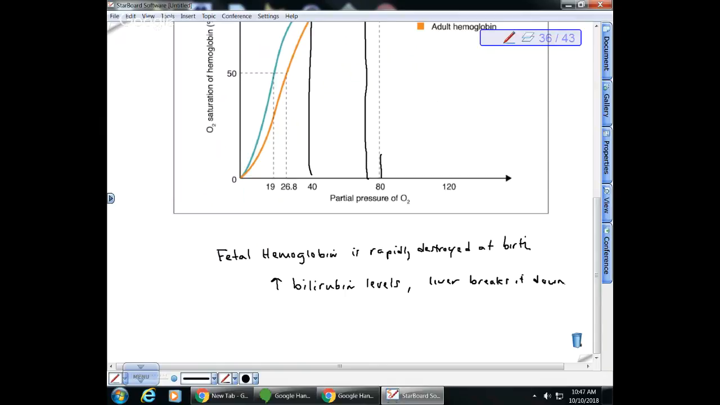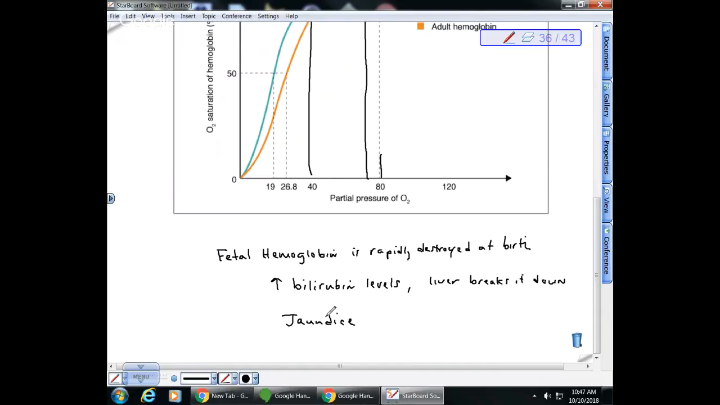As in the fetal liver? Yes, well, the newborn's liver. If the liver cannot break it down fast enough, then we have a situation where the baby's going to start to turn yellow. And what is that called? Jaundice. So a buildup of bilirubin in the tissues causes jaundice. And that can be a problem if it's not dealt with, but it's easily dealt with.